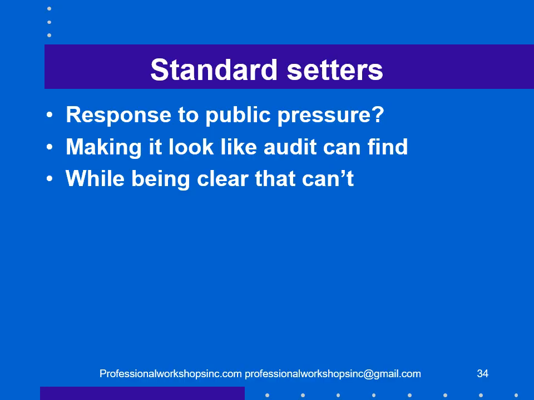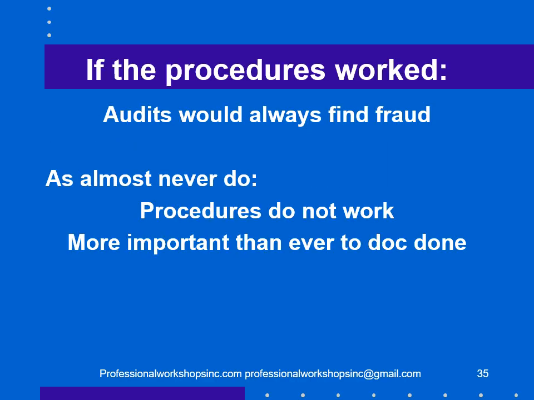Now, standard setters seem to be responding to public pressure. And as we talked about at the beginning, all the things they are saying, they are trying to make it look like an audit can find fraud, while at the same time they're being very clear that we can't. I guess the other thing is if these procedures specified worked, then audits would always find fraud. We would uncover every fraud. We wouldn't need the police. Auditors could do it. Now, as audits almost never find fraud, logically the procedures do not work.